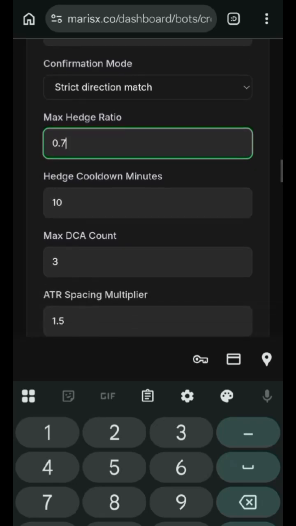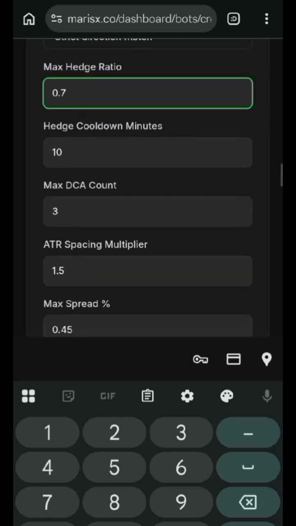And then maximum DCA count, how many times do you want this bot to apply DCA? You can say 3, you can say 4, but we recommend 3 for now. All right, you can increase it on your own to 4, or to a maximum of 5. For me, I recommend a maximum of 5 if you want to increase it on your own. All right, so we leave it at 3.